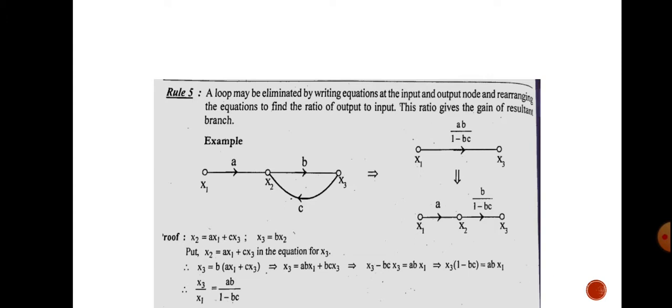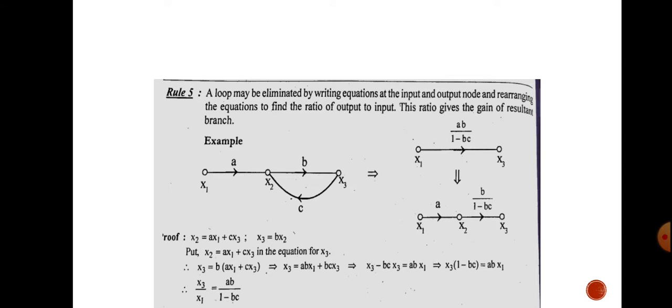So we can represent it by a single branch transmittance. We know that in the case of a closed loop its transmittance will be B by 1 minus BC, and we multiply it with A. So from x1 to x3 the branch transmittance will be AB by 1 minus BC. First we find the loop transmittance as B by 1 minus BC, and then multiply that loop transmittance with transmittance A. So we get AB by 1 minus BC, which is the branch transmittance from x1 to x3.